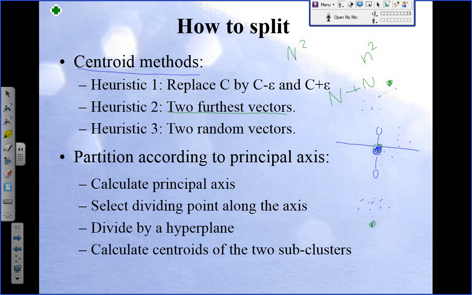And then, with these vectors, we calculate again the nearest centroid for every point, and we will have some kind of split. I think this is a nice idea. And the third one is really lazy. No bother to do any calculation. Let's just take two random points somewhere. Let's take one here, another one here. And then let's split like that.